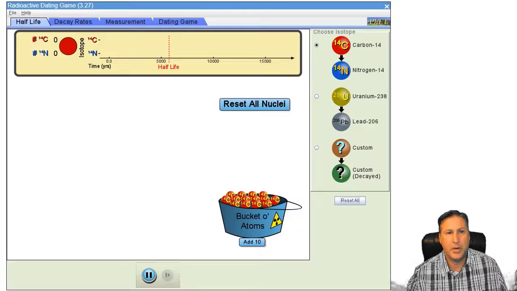All right, welcome back. This is part two. We're going to do a PhET simulation. In a little bit, I'll show you guys how to get onto this PhET simulation so you can do it yourself. But let's talk about how isotopes decay.